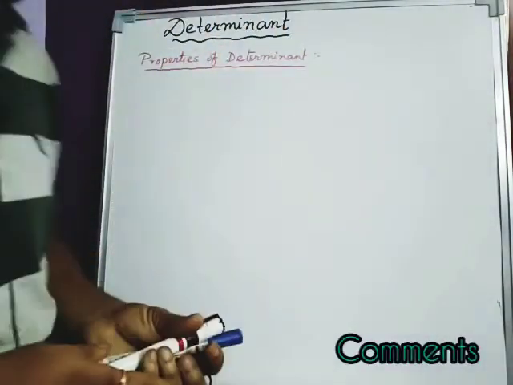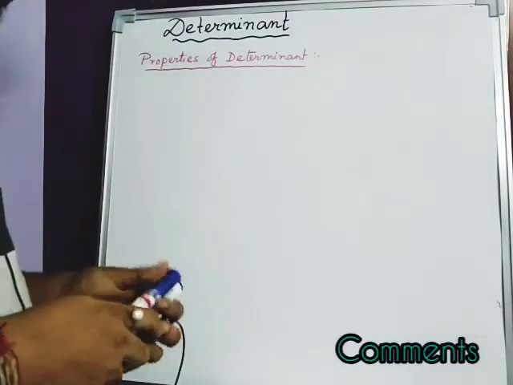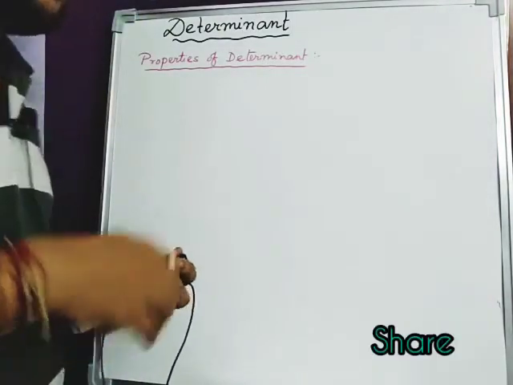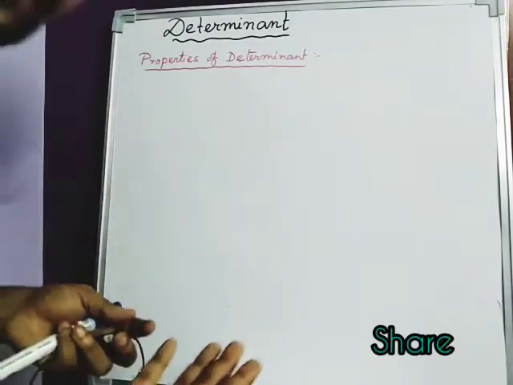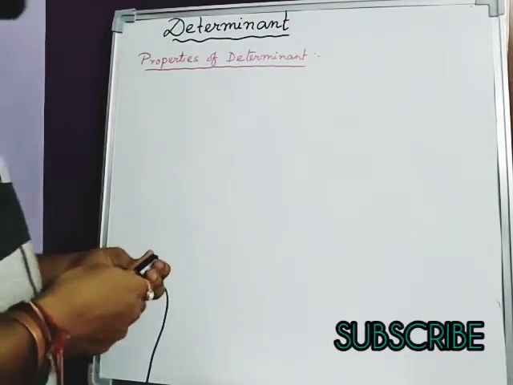Today I'll explain about the properties of determinant. Please listen to me very carefully. First few properties, important properties. Already I explained how to do determinant and their shortcut methods, right? So now I will explain about the properties of determinant.